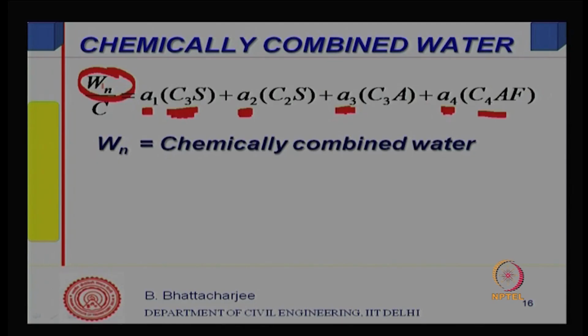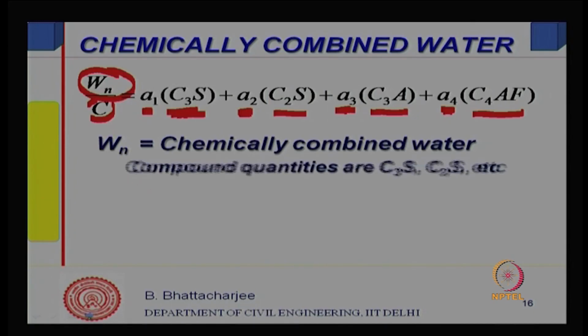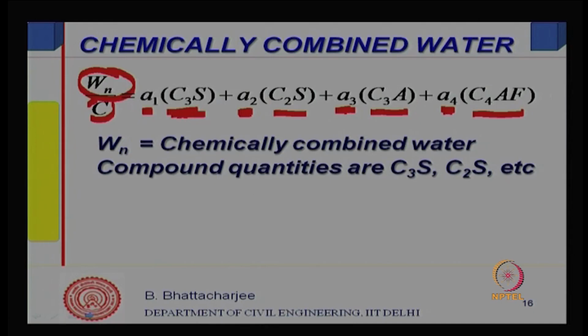So, then this is the chemically combined water. Wn is the amount of water that will combine with C, the quantity of cement. So, the quantity of water that will combine per unit mass is Wn by C, and if I know the proportion of C3S, proportion of C2S, proportion of C3A and proportion of C4AF, then I can find out chemically combined water for C quantity of cement. The compound proportions would be C3S, C2S, etc.